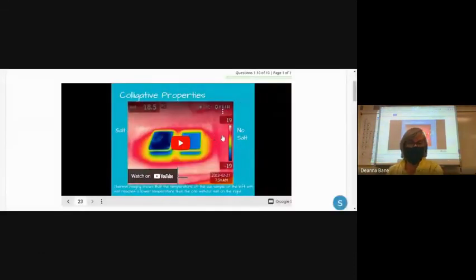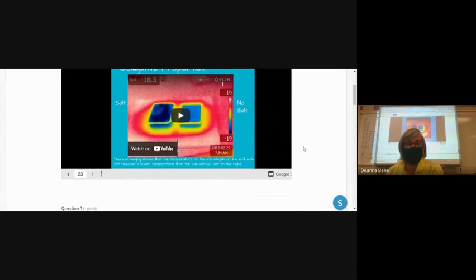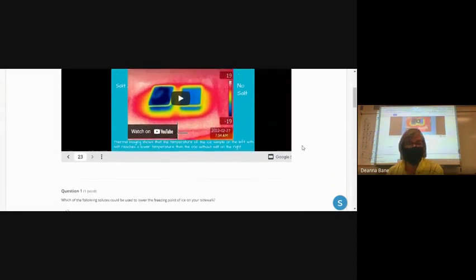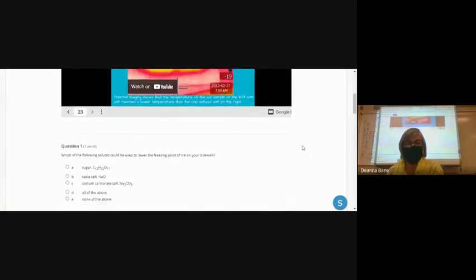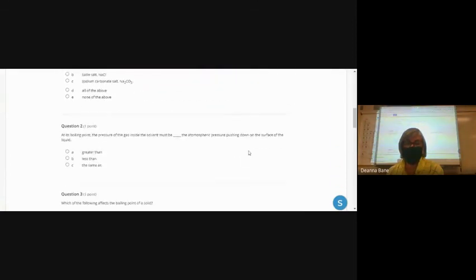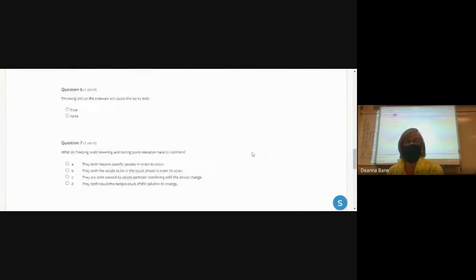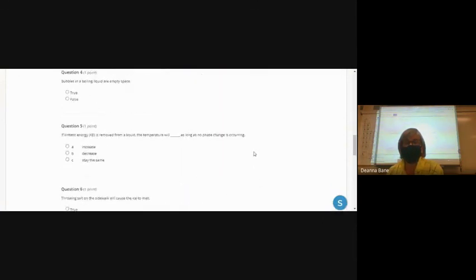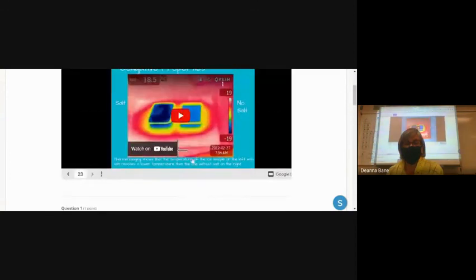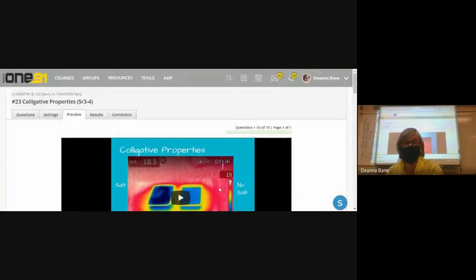The tab that I have open is at the top of assignment number 23, Colligative Properties. At this point, you should be able to answer the 10 questions that follow. If you need to look back at the presentation, you can do that. You can just click back through the slides to find the information that you need to answer the questions.